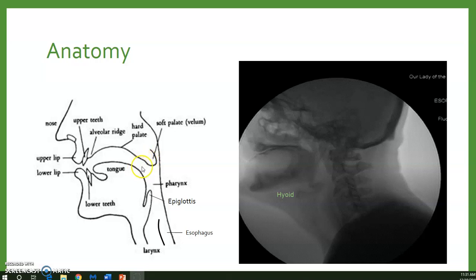Down here in the throat, we have the pharynx. The pharynx really begins up here as three parts: the nasopharynx, the oropharynx, and the hypopharynx. The nasopharynx attaches to the nasal cavity, the oropharynx is attached to the oral cavity, and the hypopharynx extends to the larynx.